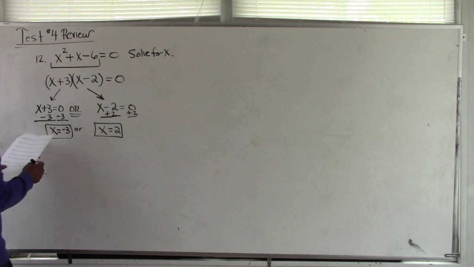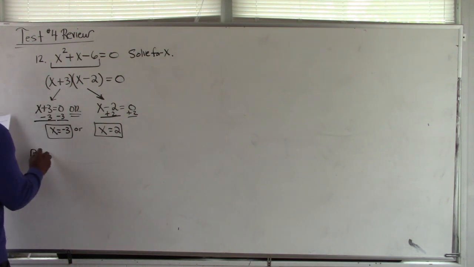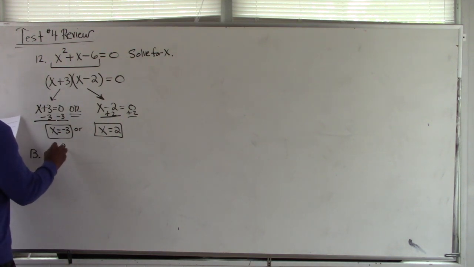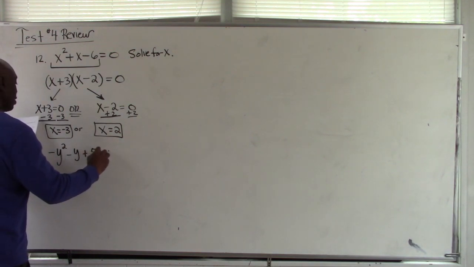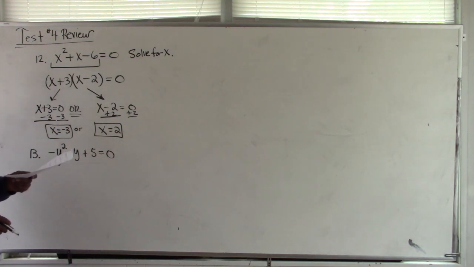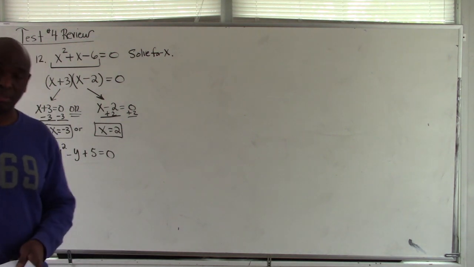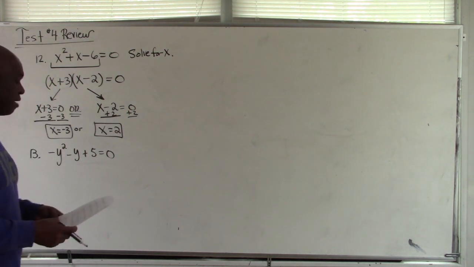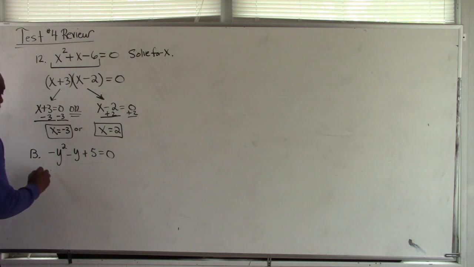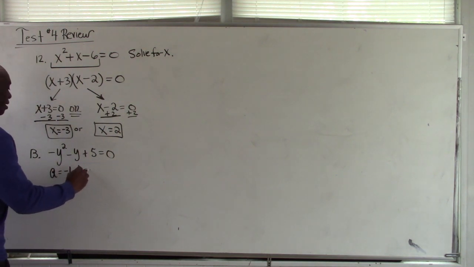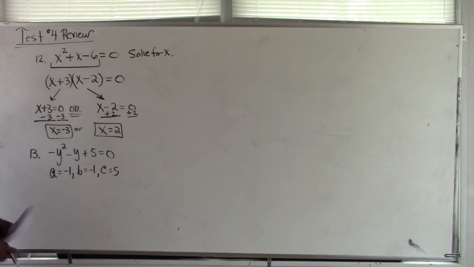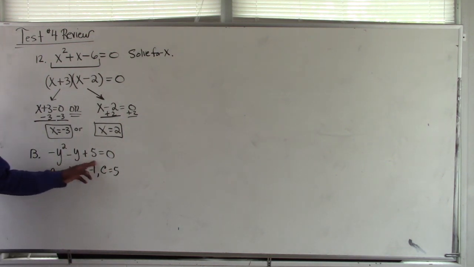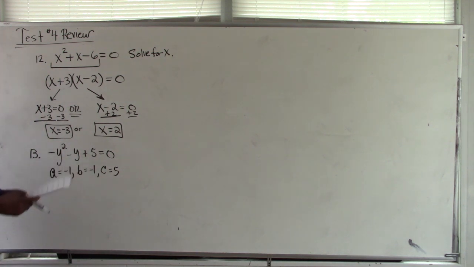Okay. 13. Negative y squared minus y plus 5 equals 0. Alright, so first it wants to identify ABC. Okay? ABC. So A is negative 1. B is negative 1. C is 5. ABC is done. Negative 1, negative 1, positive 5. That's ABC.